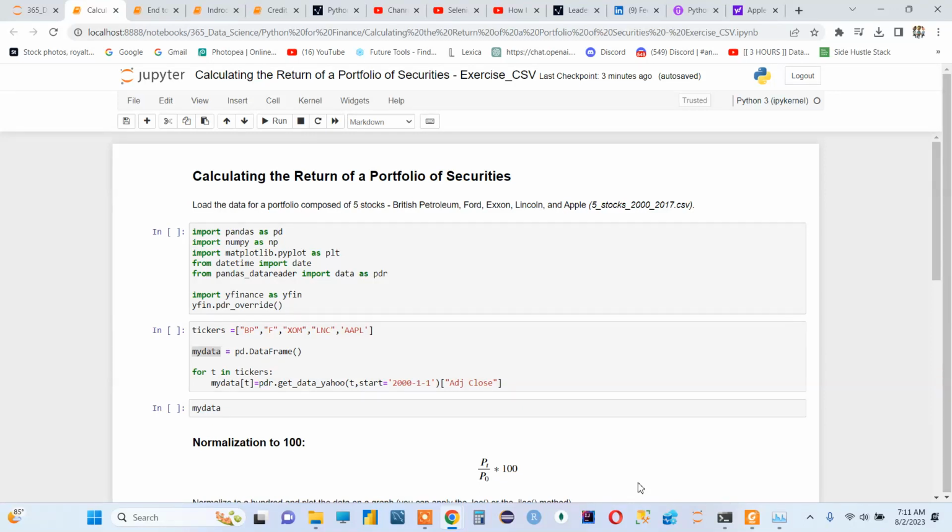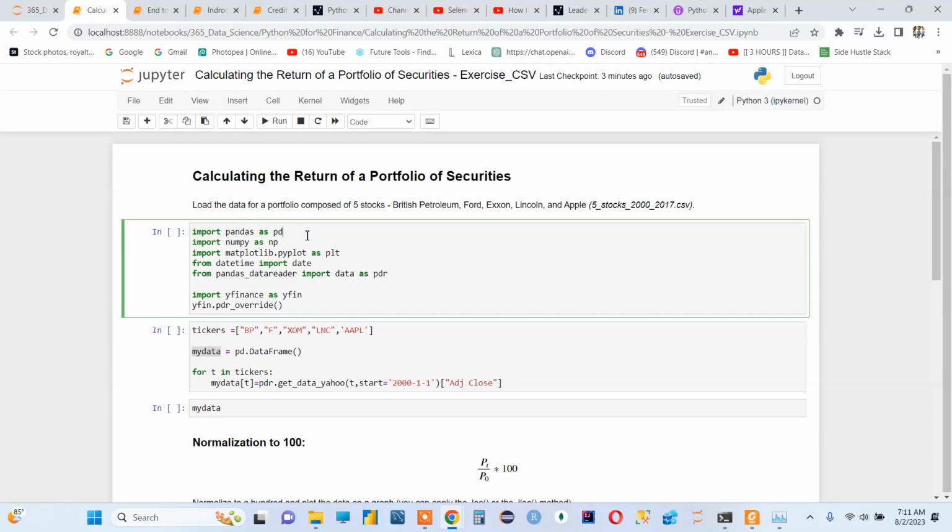So today I will show you how to calculate the return of the portfolio securities in Python. In order to proceed, we will start with importing some important libraries and our stocks, which are British Petroleum, Ford, Exxon, Lincoln and Apple. These are the five stocks. We will get the data from 2000 onwards, till date.